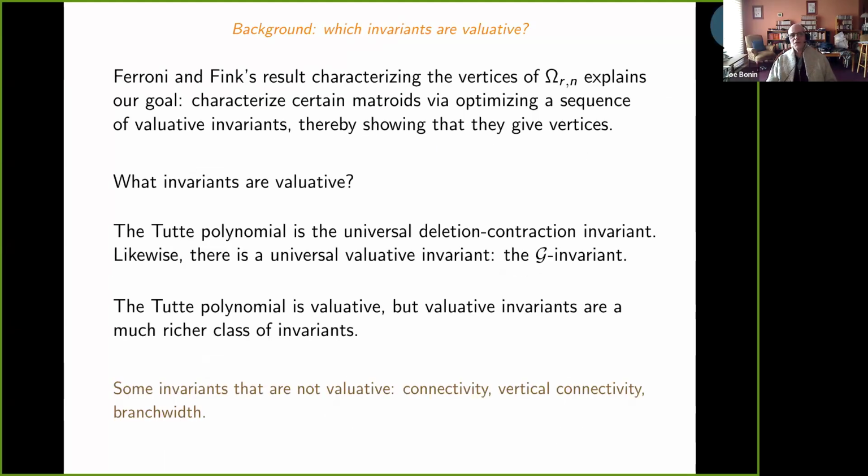Okay, so what are these valuative invariants? We've given a definition, but concretely, what sort of things are they? Well, fortunately, like the Tutte polynomial being a universal deletion-contraction invariant, there is a universal valuative invariant. It's the G invariant. By the way, the Tutte polynomial is valuative, but valuative goes way, way beyond Tutte polynomials. I should also say this is a place where the structural world and the enumerative world differ a lot. The important structural invariants like connectivity, vertical connectivity, branch width, those are not valuative.